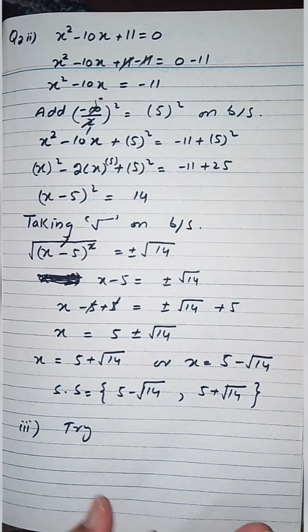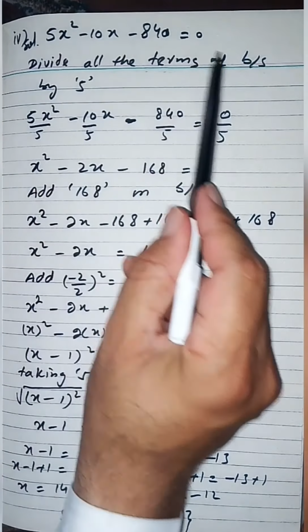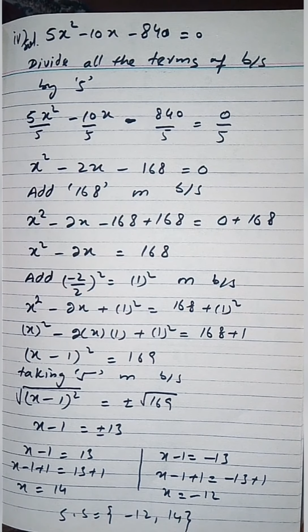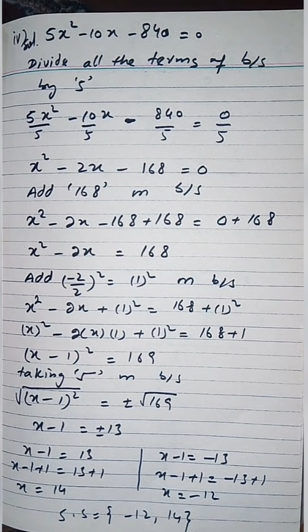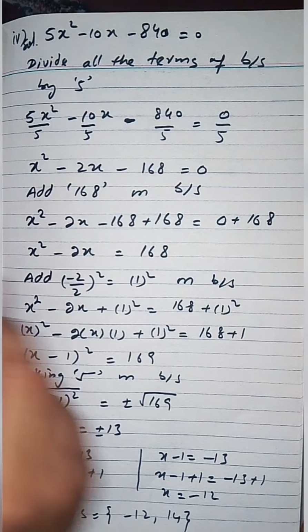Part 3, try it by yourself. Now come to part 4. This is the given question. Now look here, the coefficient of x square is 5, which is not 1. So first we will divide each term of both sides by 5.